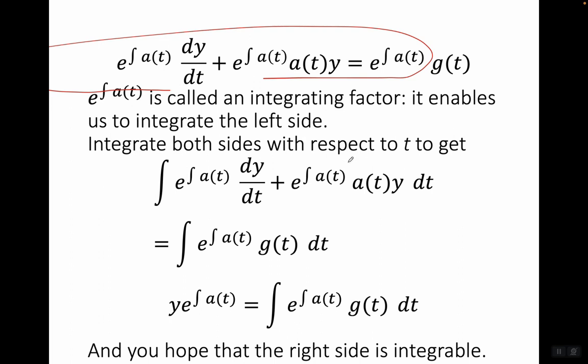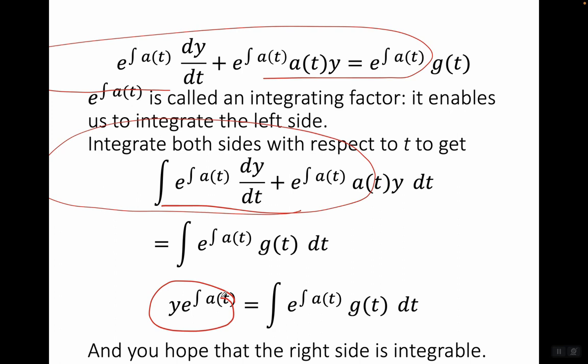We integrate both sides with respect to t, and we get the integral of this left side here, kind of hairy, equals the integral of the right side. And all of this stuff here is just y times e to the integral a of t, because I told you a moment ago that this hairy expression is the derivative of y e to the integral a of t. So when we integrate it, we just get y e to the integral a of t. On the right side, you just hope you can integrate that. You probably can, because these textbook problems tend to be artificial.